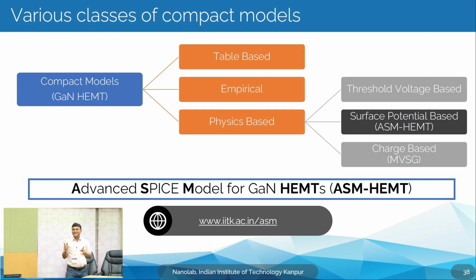So in compact modeling, which I teach for a semester, I teach about all these things. In one slide, there are three approaches you can use: table based, where you just use the measured data; empirical model, which, if I can say, is the GaN Angelov model; and the physics based models. There can again be different approaches: charge based, which Amitav explained, threshold voltage based, and surface potential based, and the ASM HEMT model is the surface potential based model.